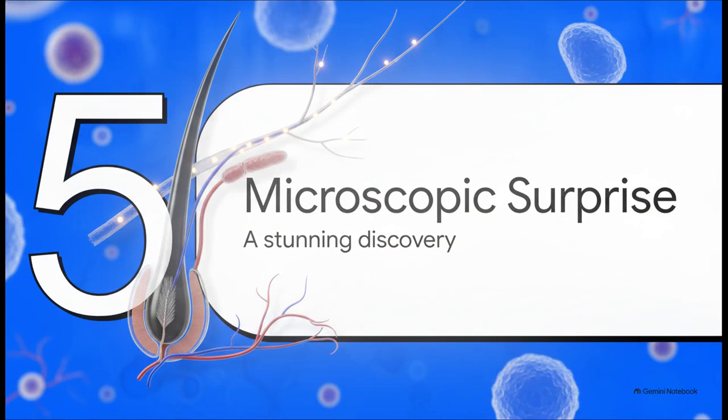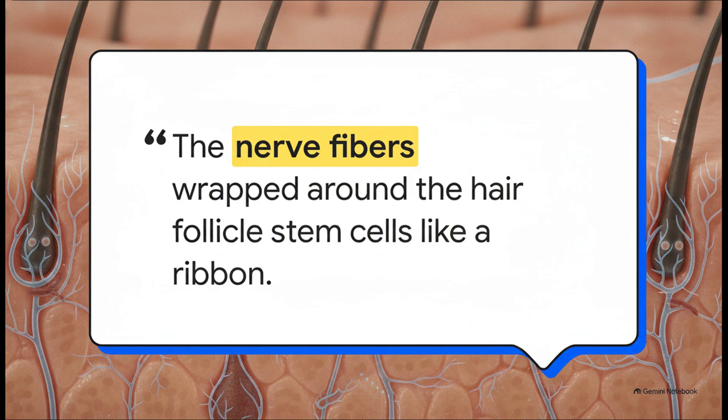Section 5. A microscopic surprise. Now listen to this quote from Harvard University researcher Ya-Chi Hu, which was published in the journal Cell. Using high-resolution electron microscopy, researchers made a genuinely stunning discovery. The nerves that cause your goosebumps aren't just connected to the erector pili muscles, they are intimately entangled with hair follicle stem cells. The nerve fibers literally wrap around the stem cells like a ribbon, using that tiny muscle as a structural bridge to hold the whole shebang together.